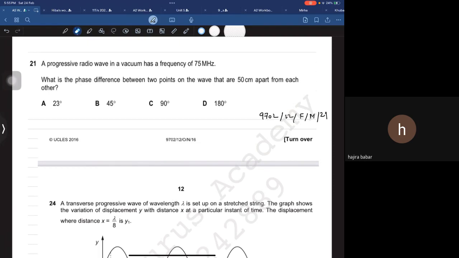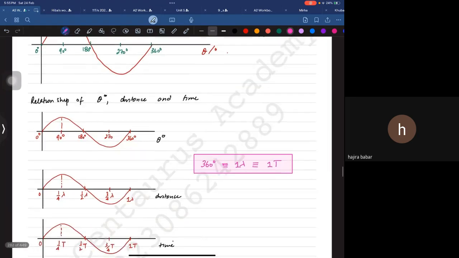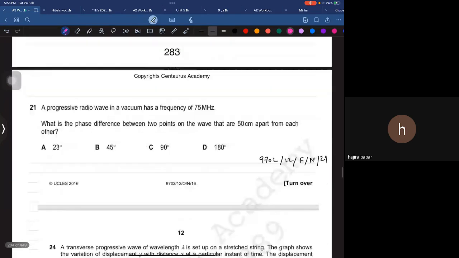Whenever this question comes, it's pretty easy to handle. Just remember, first of all, we have to find the time period or the wavelength, because we have learned previously that the degrees are related to lambda and time period with this relationship. We know the frequency here. I'm going to use 1 over 75 times 10 raised to 6 to find the time period.